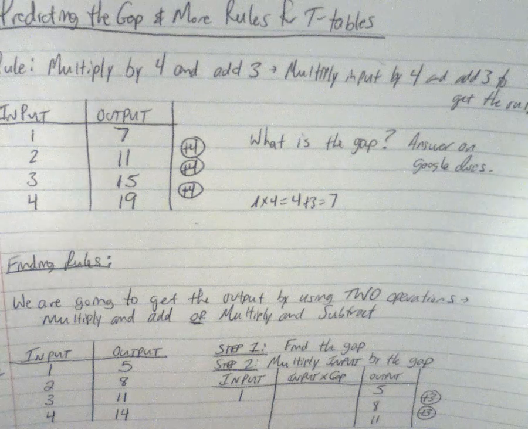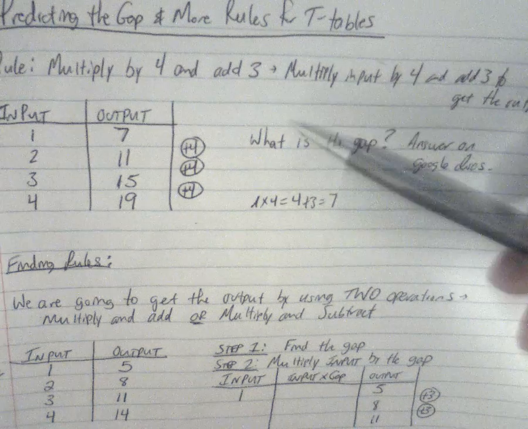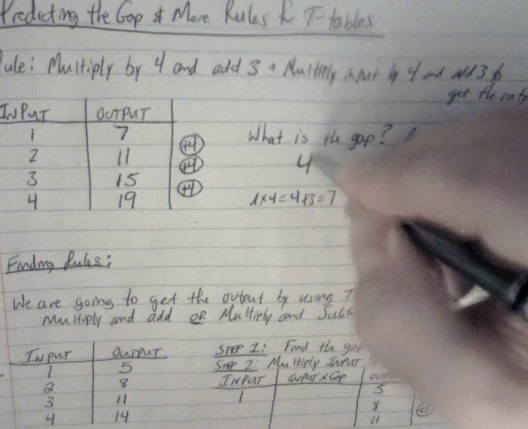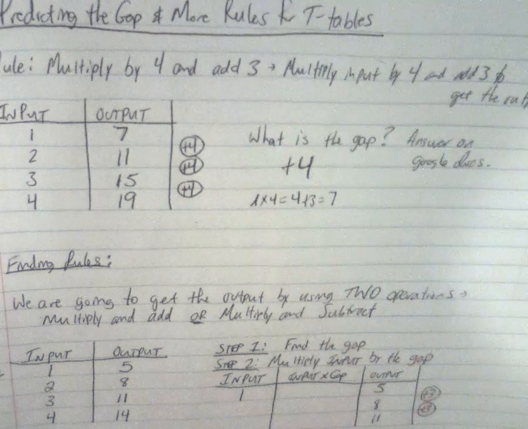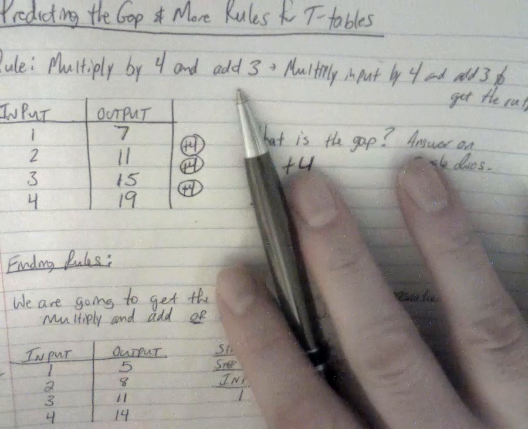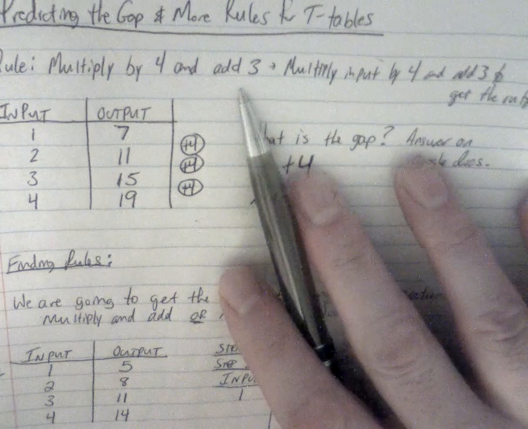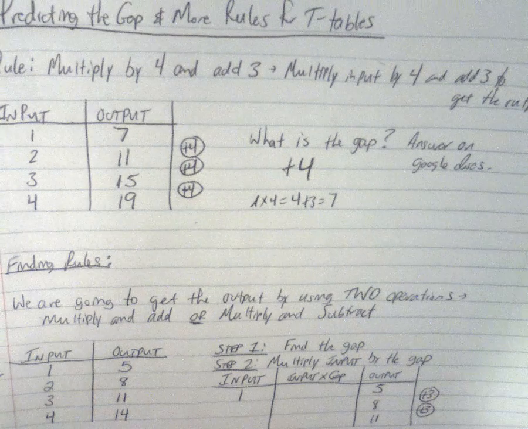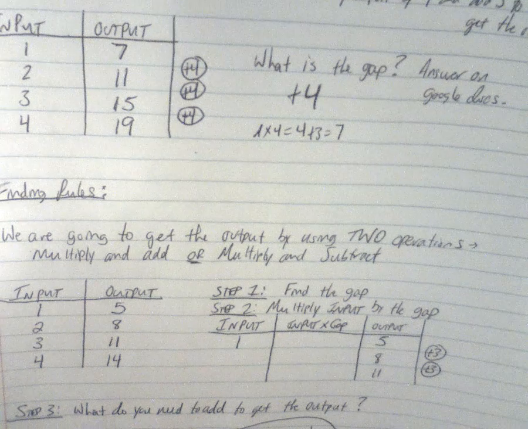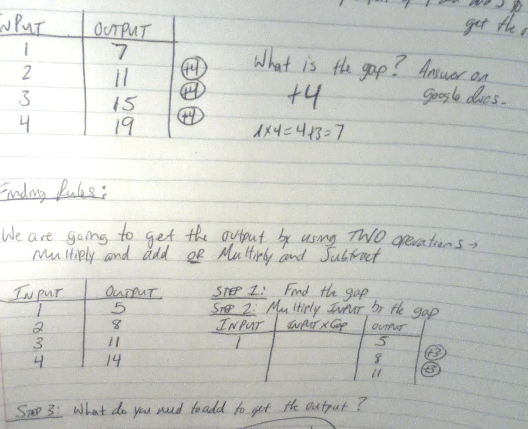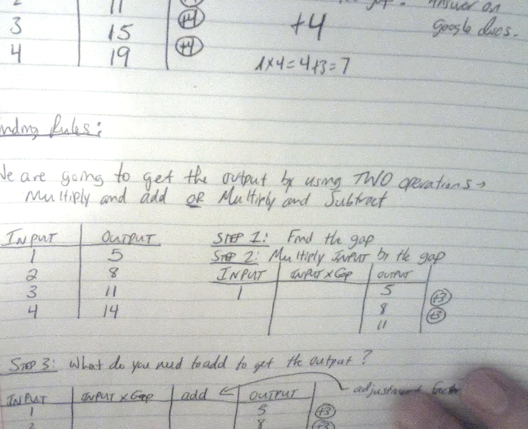So what is the gap in this question? The gap is 4. That's what we're going up by. The gap is plus 4. So we had a rule, we followed the rule, and we got our gap. Our gap is 4. Now, you're going to have to do that answer on Google Docs. It's going to be a question in example 1. What was the gap? You're going to have to answer that question on Google Docs.